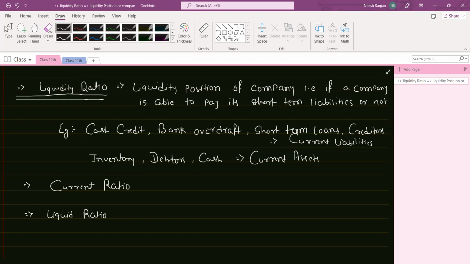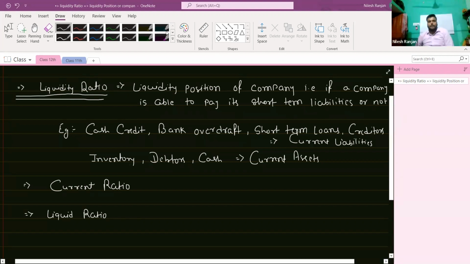Now, can you tell me what is working capital for a business? Working capital of a business is cash. Only cash? Cash and capital. Actually, working capital means the capital which is needed for running the day-to-day operations of a business.